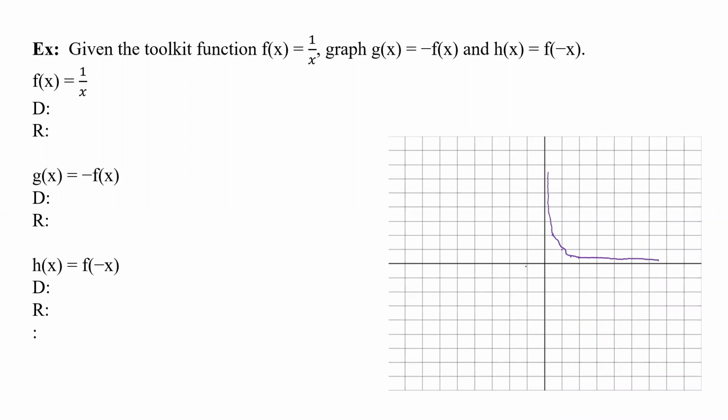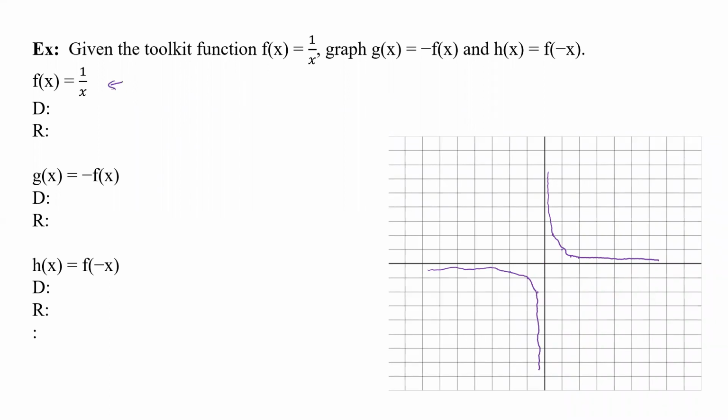And the same thing happens here. So if we plug in -1, it's going to be a -1. If we plug in a -1/2, it's going to be a -2. If we plug in a 2, it's going to be a -1/2. And so then this one kind of looks like that. And so that's going to be just the regular toolkit function 1 over x.